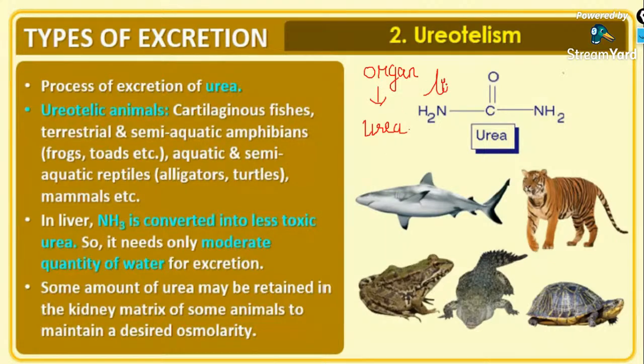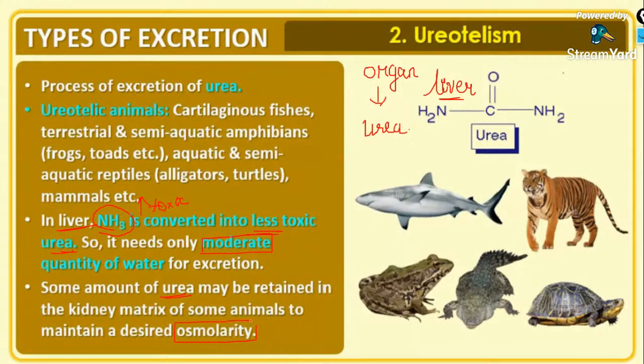Guys, everybody take it down. The organ which produces urea is the liver. So in the liver, the ammonia is highly toxic. So this ammonia is converted into a less toxic urea, which requires only a moderate quantity of water for the excretion. Some amount of urea may be retained in the kidney matrix to maintain a desired osmolarity.